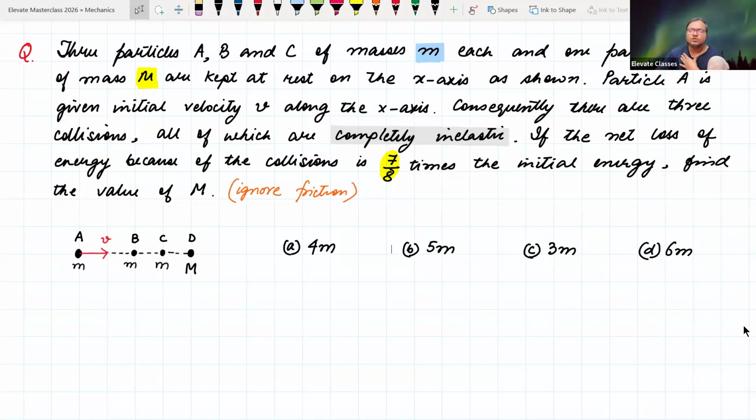So four objects have been placed on the same line: A, B, C, D. All of them are at rest. A starts with initial velocity small v. It collides with B. It is a perfectly inelastic collision, so they stick together. The whole mass collides with C. Perfectly inelastic collision, so they stick together. And then the whole mass collides with D. Perfectly inelastic collision, so they stick together. In this entire process, the loss of energy is 7/8 times the initial energy. So now find out the value of the mass of the last body. Try. Take 3 minutes, try to solve this.